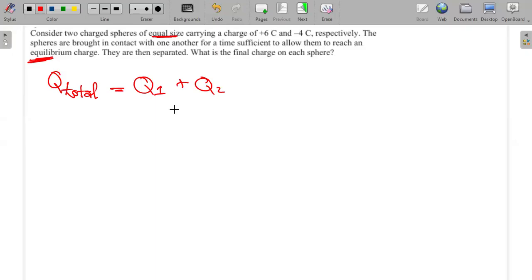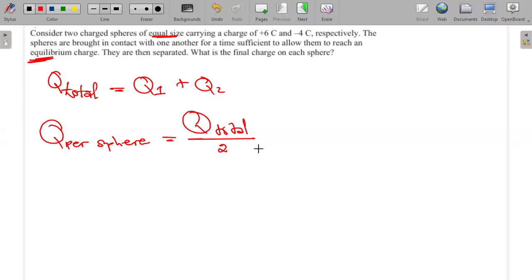Then what are we going to do? The final charge per sphere will be equal to the total charge divided by 2, since we have two spheres of equal size. Those are the principles that we are going to use.